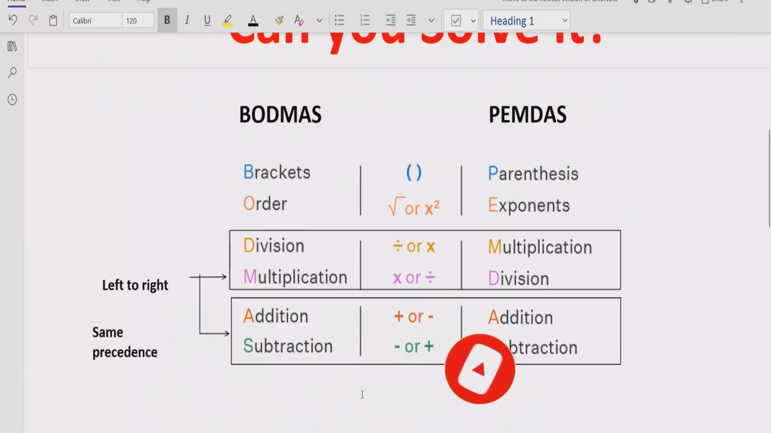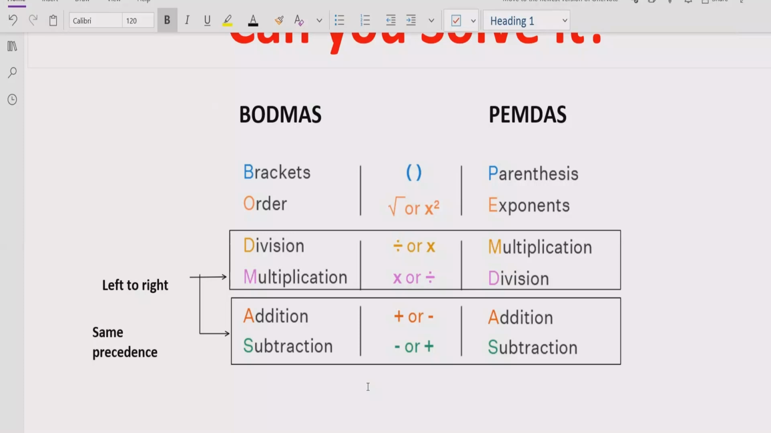Now let's talk about what are the rules which we can follow to solve the given expression. Here we will discuss two rules, the BODMAS and PEMDAS rules. These rules we can apply to solve any arithmetic expression. And the rule says if your expression contains any bracket or parenthesis, you have to solve that part first. After the bracket, you have to see the power of any number. If your expression contains any number which has a power, you have to solve that part after the bracket.